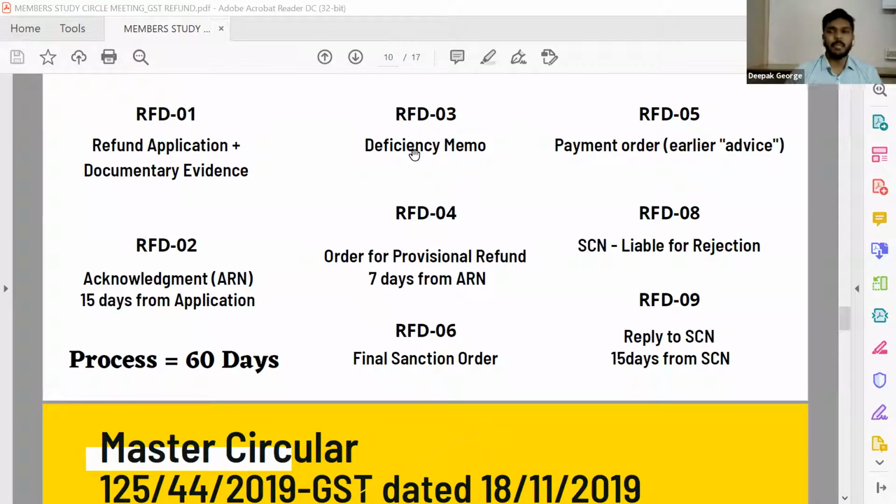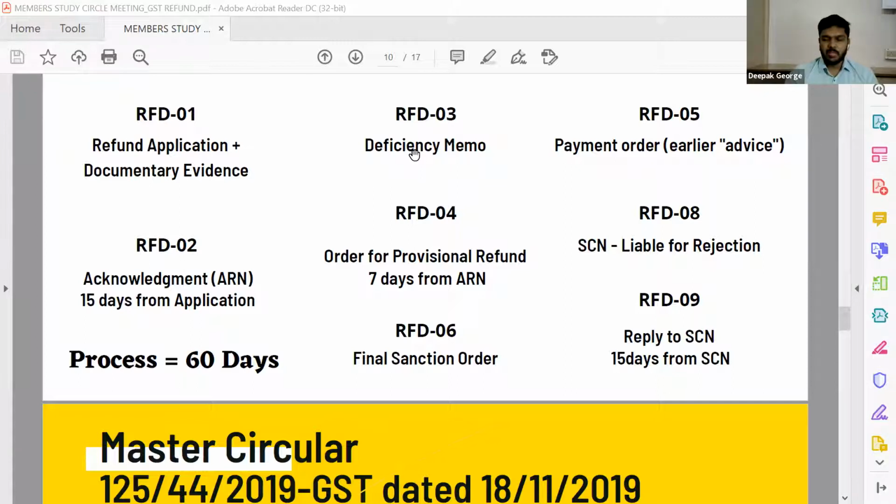Again, it is something that the department can improve on. I don't know why they want us to file a fresh application all over again, attach all documents, and put in all this formula again. They can issue the deficiency memo and ask us to file a revised application within so many days, which is not the case right now as per the rules.